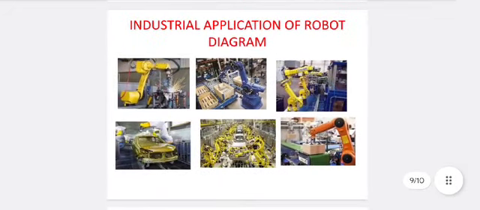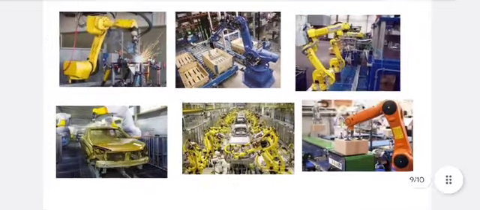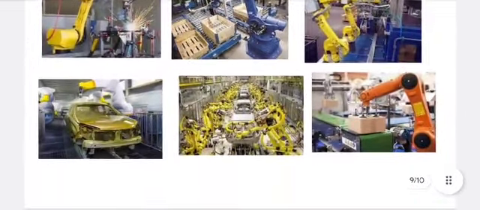The diagrams: the first one is painting and welding, material and workpiece handling. This is part of it. Thank you.